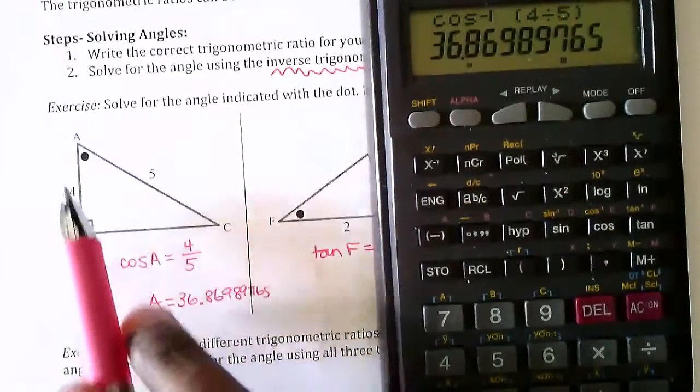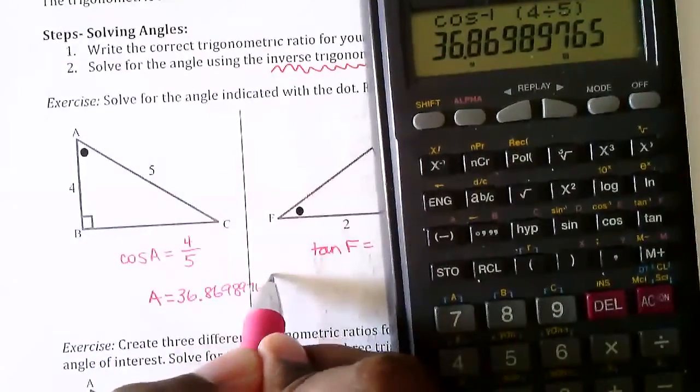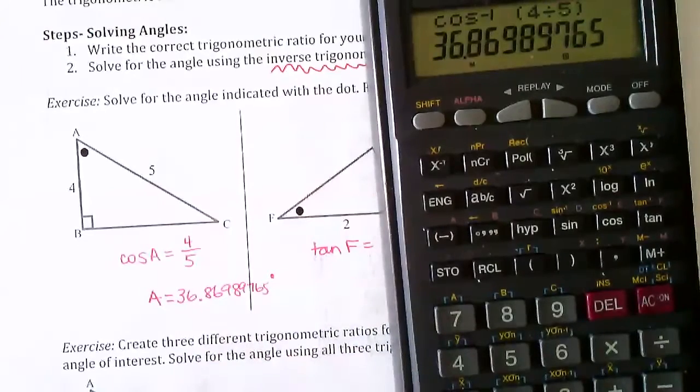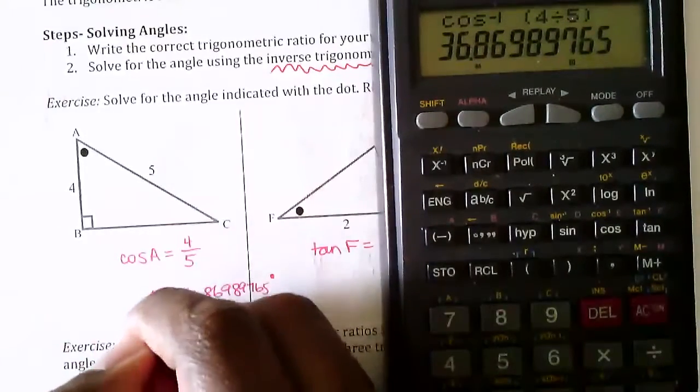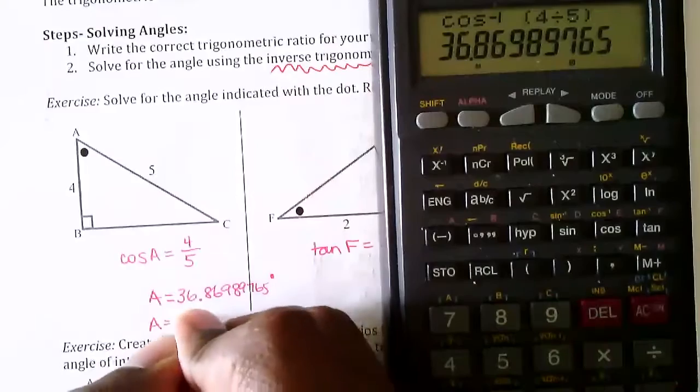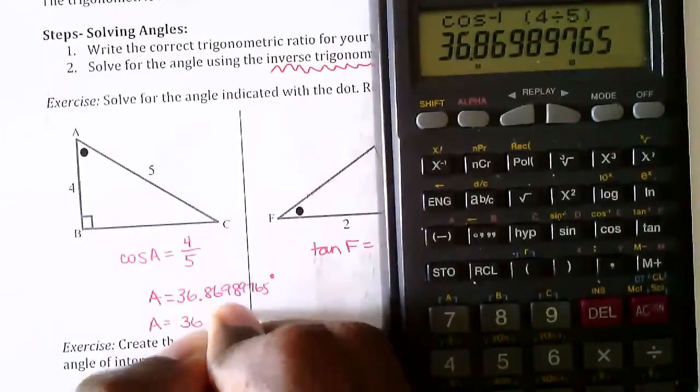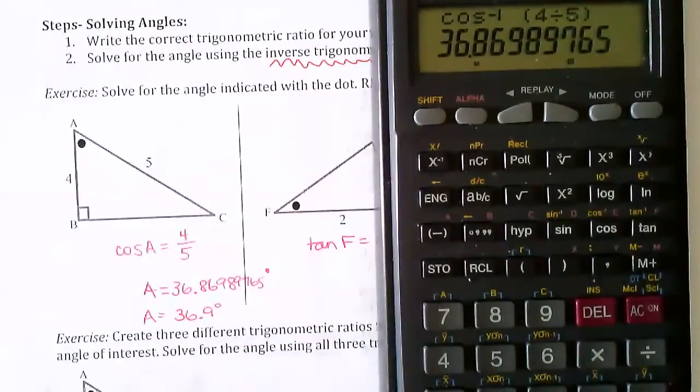So what does this A represent? This A represents the angle. So I'm going to put a degree sign to represent the angle. Now, in our question, they said to round it to one decimal place. So A is equal to 36.9 degrees. What does this mean?